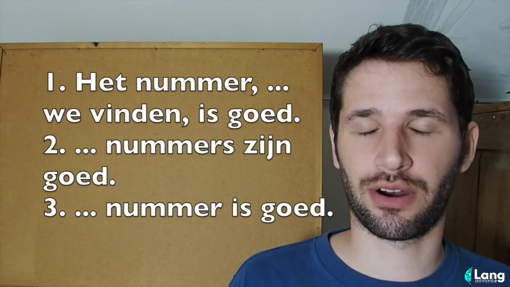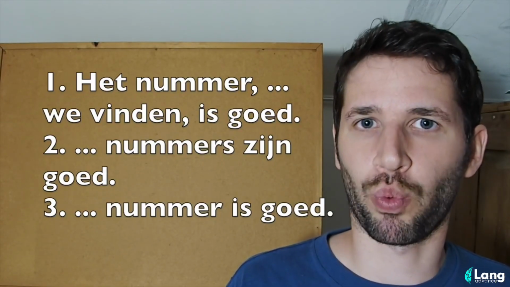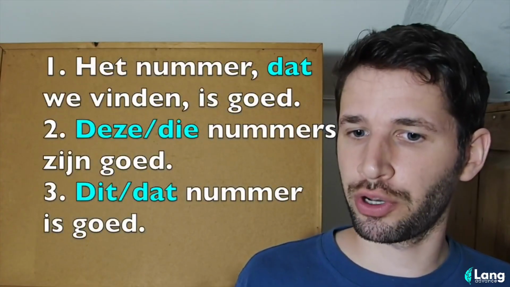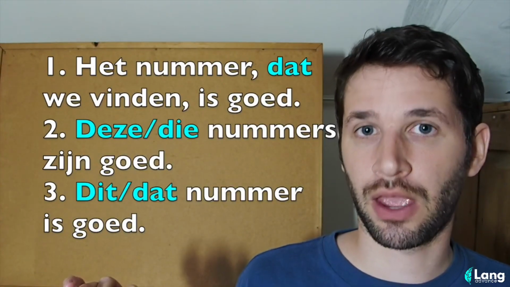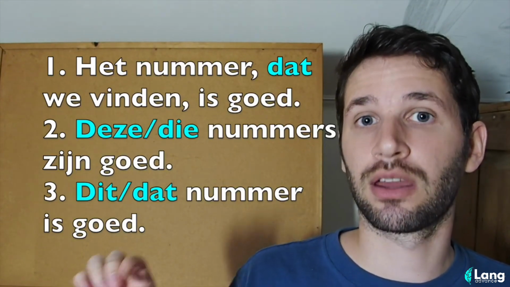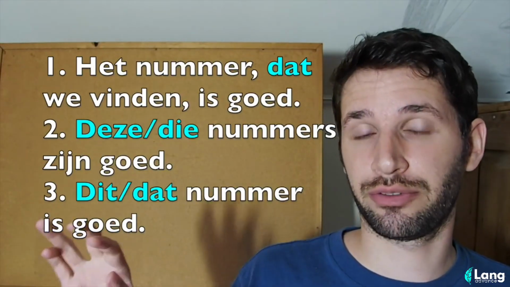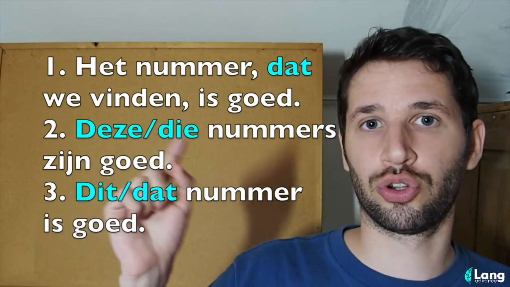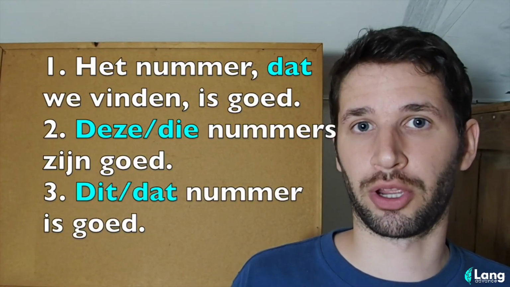And a few seconds are over. Hit the pause if you're still doubting what to fill in. So the first one, het nummer dat we vinden is goed. Why is it dat? Because it's a sub-sentence. The number that we find is good. So that we find is a sub-sentence to nummer, and it's dat because it's het nummer.